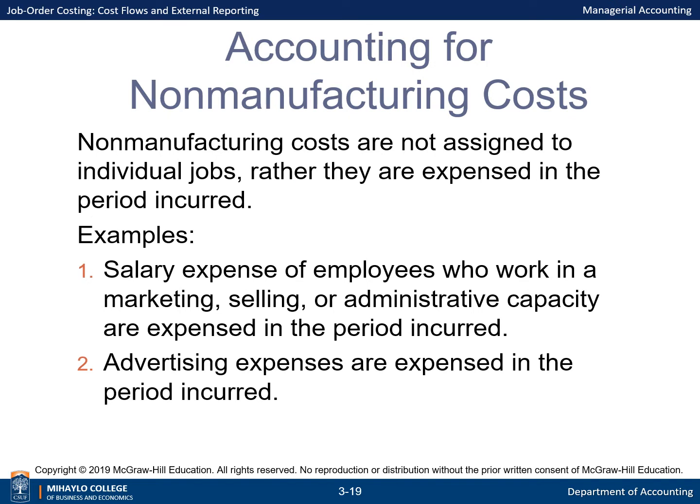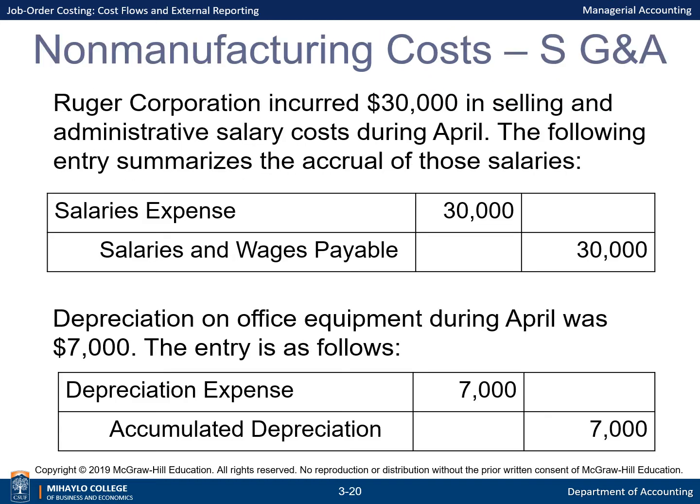Non-manufacturing costs are not assigned to individual jobs. They are expensed in the period incurred. Examples include salary expense of employees who work in marketing, selling, or administrative capacity, and advertising expenses. The journal entry for selling and administrative salaries debits salaries expense and credits salaries and wages payable. Office depreciation is recorded with a debit to depreciation expense and a credit to accumulated depreciation.